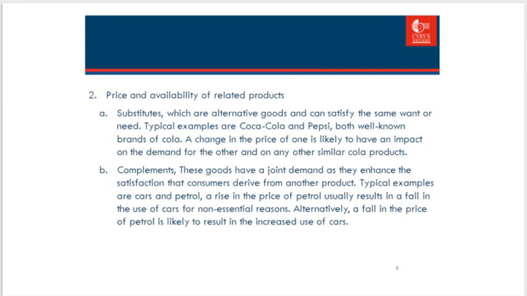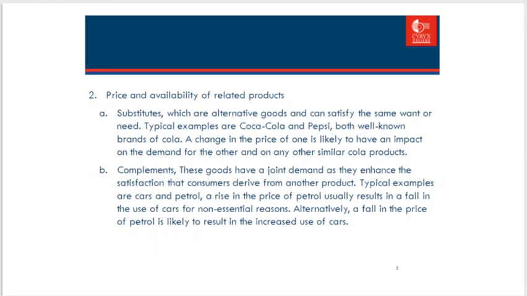Second, price and availability of related products. A. Substitutes, which are alternative goods and can satisfy the same want or need. Typical examples are Coca-Cola and Pepsi, both well-known brands of cola. A change in the price of one is likely to have an impact on the demand for the other and on any other similar cola products.